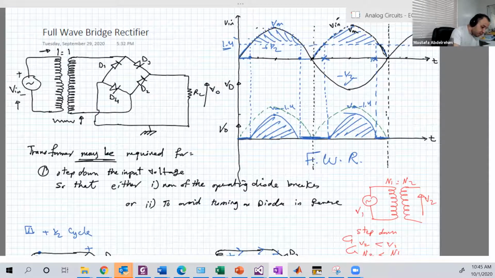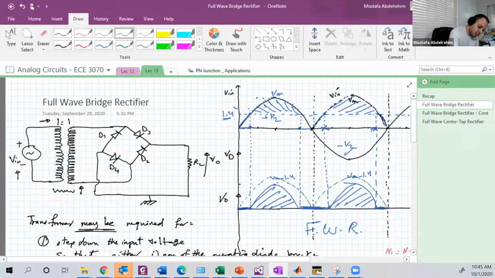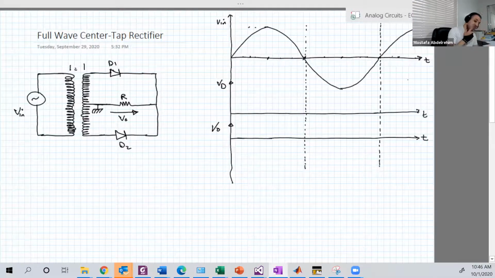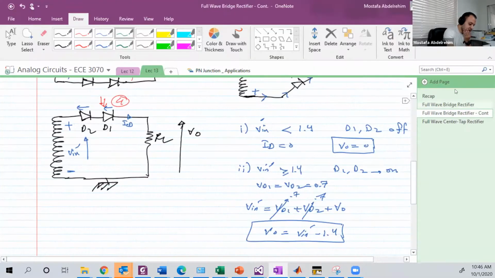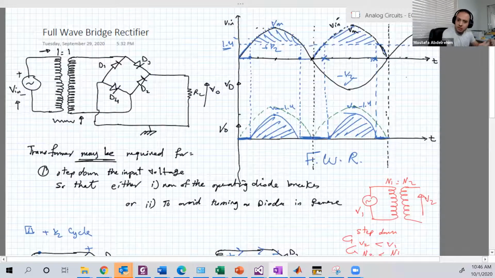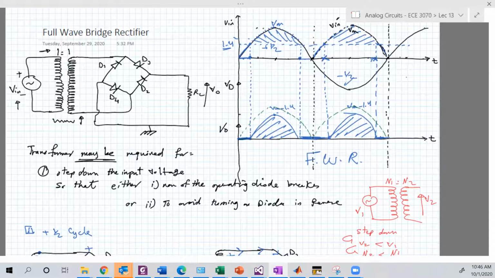So let's now take another circuit. Any question, guys, on the full wave rectifier? Any question? Here is the full wave rectifier again. Any question, guys, before we go forward? Not reverse. Any questions? Yes, I was just saying we're good so far. Okay, thank you.